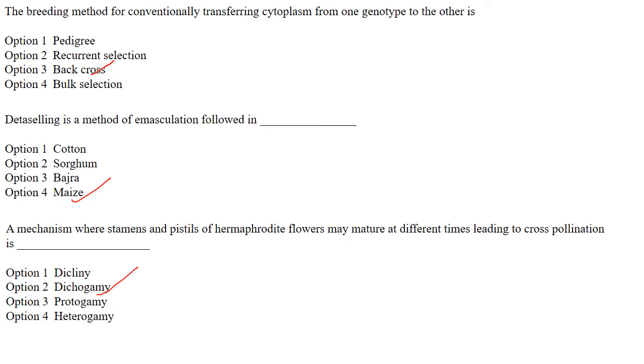Detasseling is a method of emasculation followed in maize. Detasseling is the process of removing the tassels from the top of the corn plant to prevent self-pollination. Tassels are pollen producers. So detasseling is a method of emasculation. It is followed in maize. A mechanism where stamens and pistils of a hermaphrodite flower may mature at different times leading to cross-pollination is dichogamy. Answer is option 2.